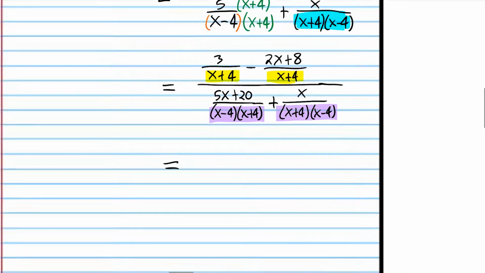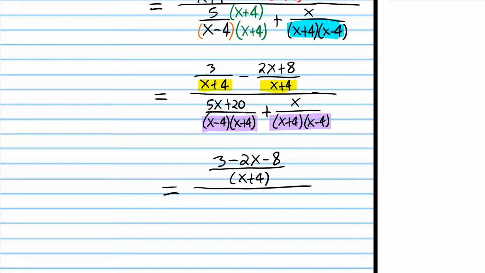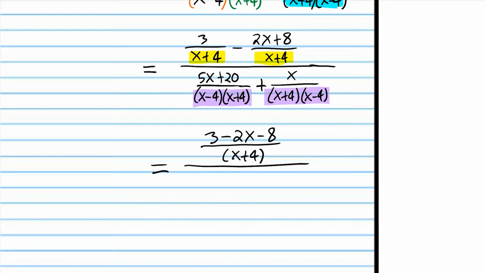So now, again, if you're going to make a mistake, it's probably going to be right here. You're subtracting that, so it should be 3 minus 2x, not plus 2x, minus 2x, and minus 8. Both of those signs change. So we combined all that into one fraction. And in the bottom, we have purple-like denominators, common denominators, so we can add those, and we get 6x plus 20.